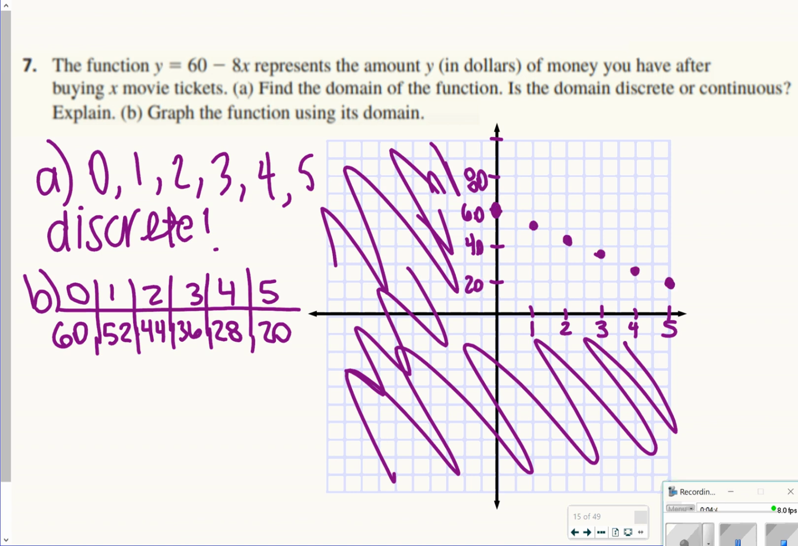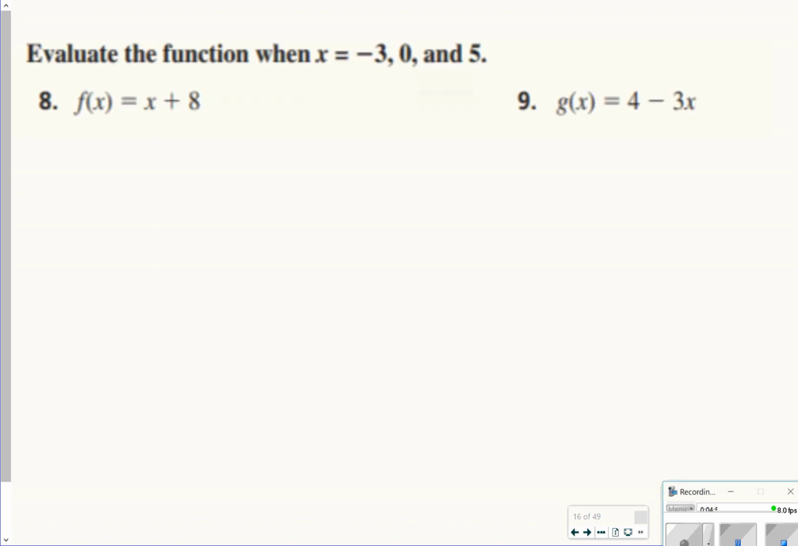I would be good with this because I don't need to connect my points. If I did have a continuous domain though, I would connect the points. For numbers 8 and 9, you're essentially just plugging in x when it's equal to -3, 0, and 5.